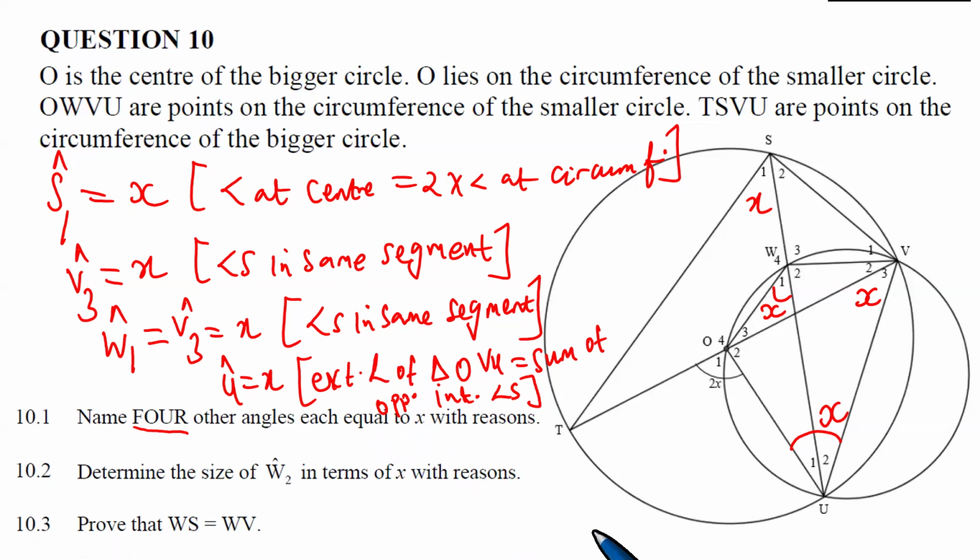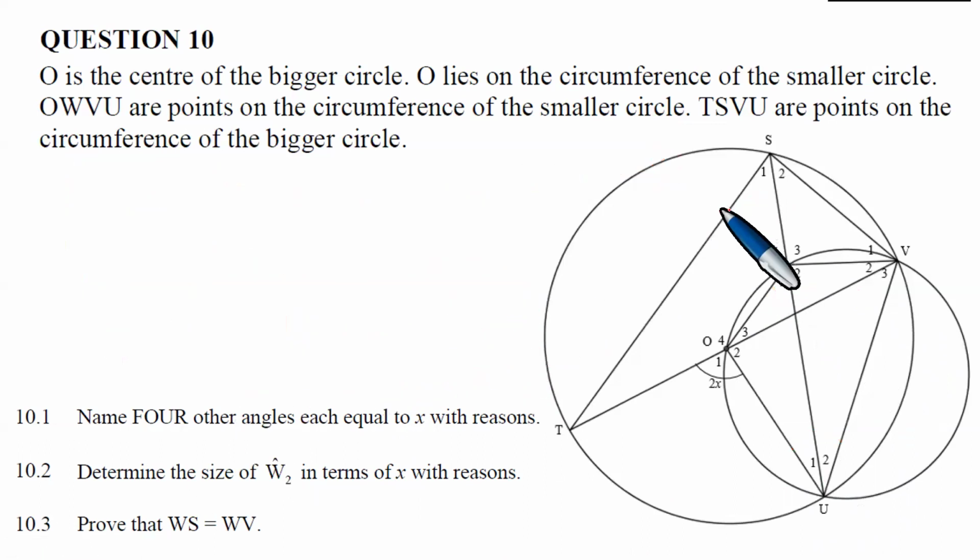We are done. So we have S1, W1, V3, the whole of U. We have S1, W1, V3, the entire angle U. All those are X. Right, in 10.2, determine the size of W2 in terms of X with reasons.